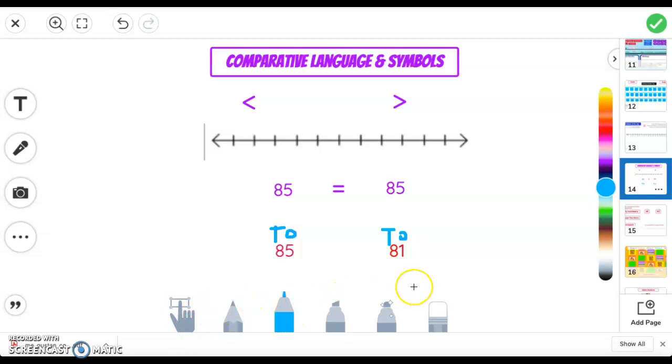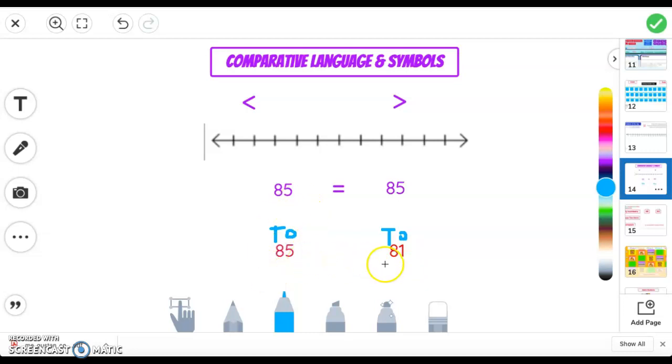Okay, so I know that tens are greater than ones because we need to make a group of 10 ones in order to get a 10. So it takes 10 ones to make one 10. That's how I know that the tens are greater than the ones. I want to see how you were able to tell me how you know that the tens are greater than the ones.